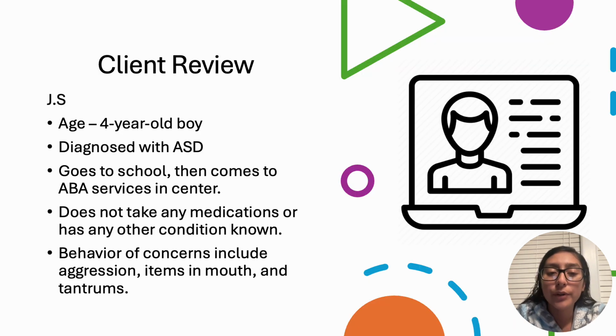Let's begin with a brief review of the client's profile. JS is a 4-year-old boy that has been diagnosed with ASD. He is vocal verbal. He currently goes to school and then has ABA services in the center. He is scheduled for sessions for 4 hours and for 5 days a week. He does not take any medication or have any other known conditions. Behaviors of concern include aggression, items in mouth, and tantrums.